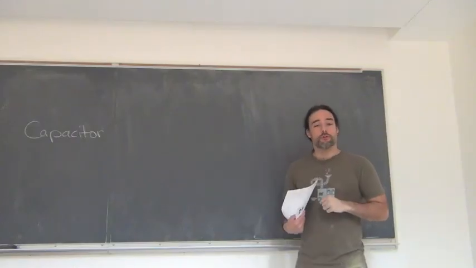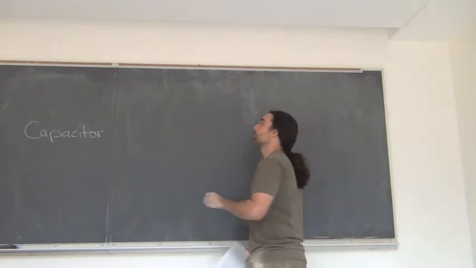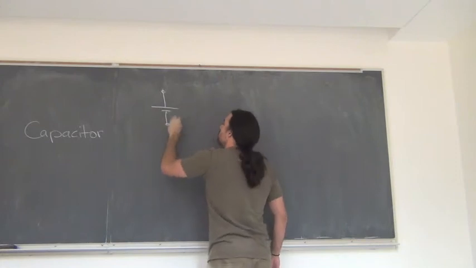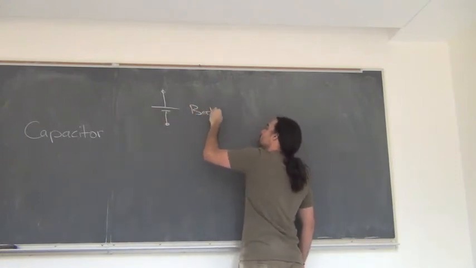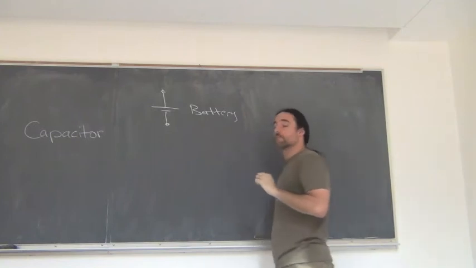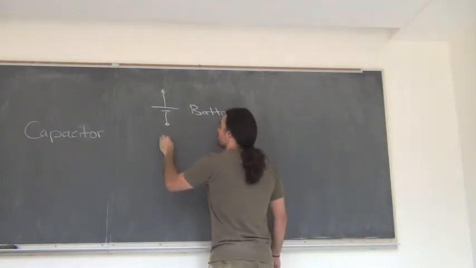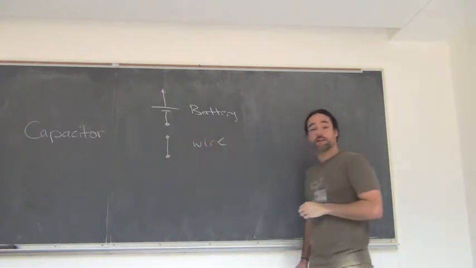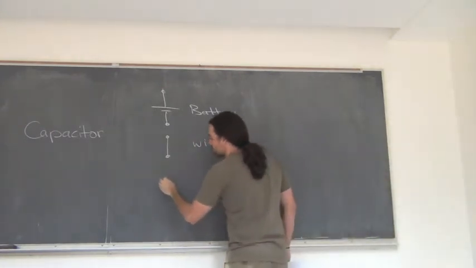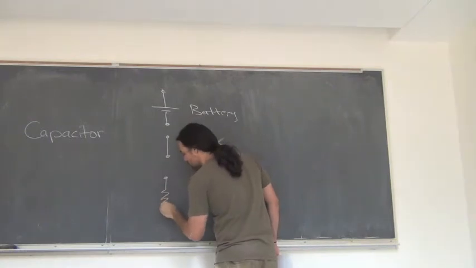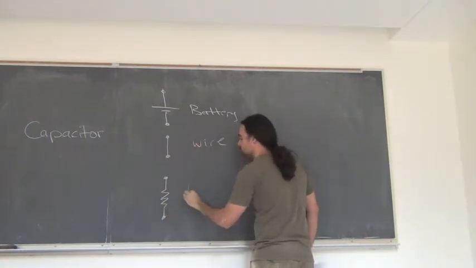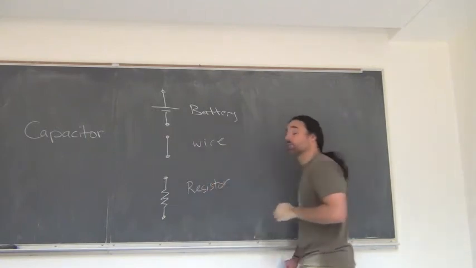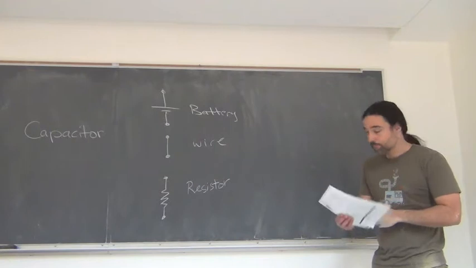We've had a few different circuit elements that we've considered so far. One was just a battery. One was just a wire, just a straight conducting wire. We've had resistors, which get this symbol. And we did a lot of work analyzing circuits with different arrangements of resistors.